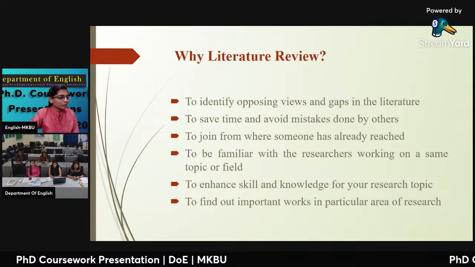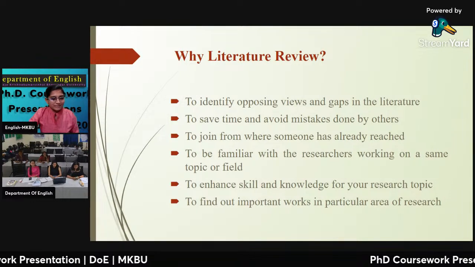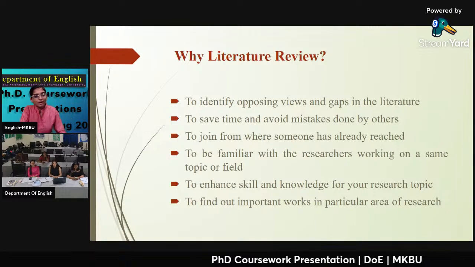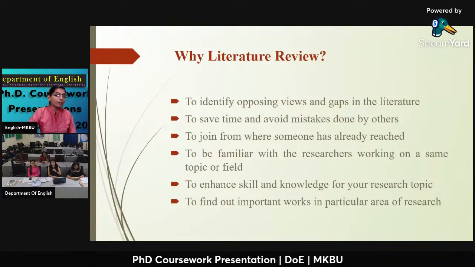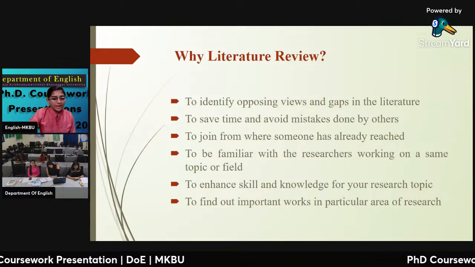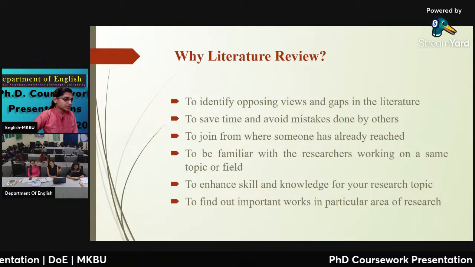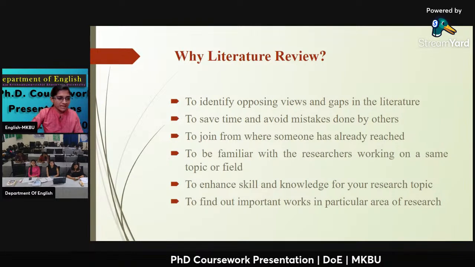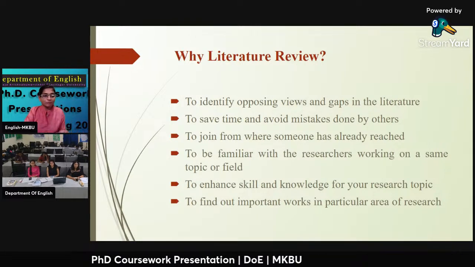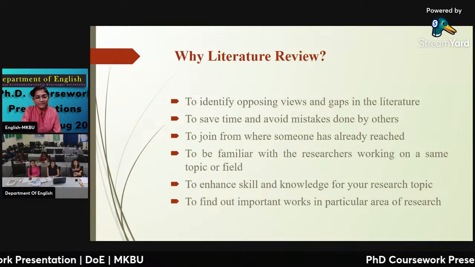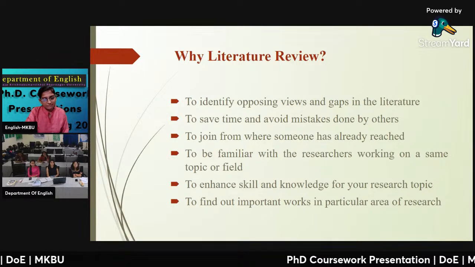We have talked about what a literature review is and what kinds of parts there are, but why are we doing this process? Why a literature review? It is to identify opposing views and gaps in the literature, to save time and avoid mistakes made by others. A literature review is like standing on the shoulders of a giant. It means you are seeing what has already been done and what mistakes others have already committed, so as to avoid them and save our time.